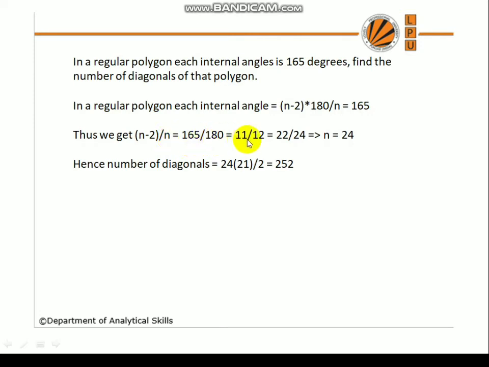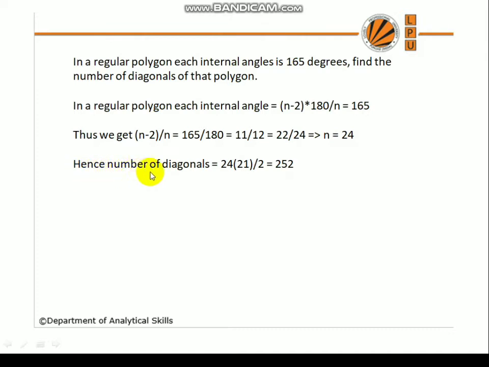165 upon 180 is nothing but 11 by 12, which is equal to 22 by 24. Why do we write 22 by 24? Now compare (n minus 2) by n with 22 by 24. In n minus 2 by n, the difference between the numbers is 2. In 22 by 24, the difference between the numbers is 2. So we can directly compare: n minus 2 equal to 22. As a result, n is equal to 24. Therefore, this polygon has 24 sides.